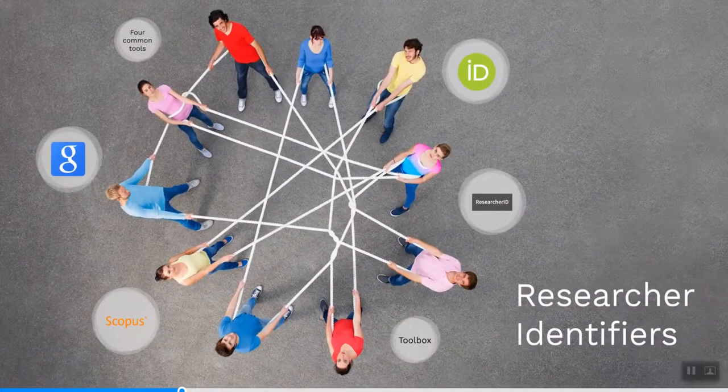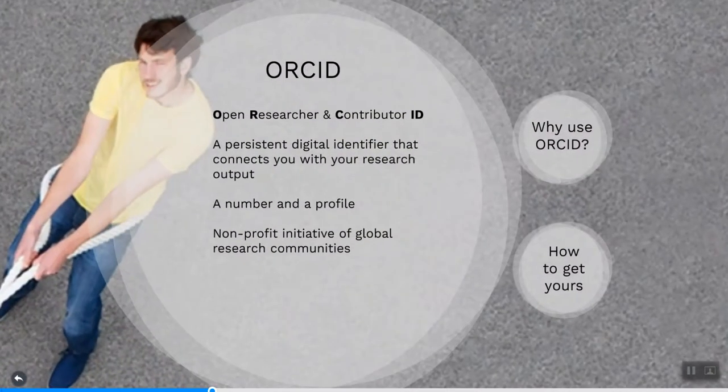We'll start with ORCID. ORCID stands for Open Researcher and Contributor ID. And ORCID is a persistent digital identifier, a unique number that connects you to your research output. And that number draws together your published research and lists it on an online profile. This profile is key to ORCID.